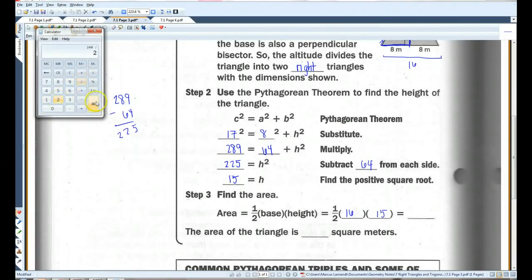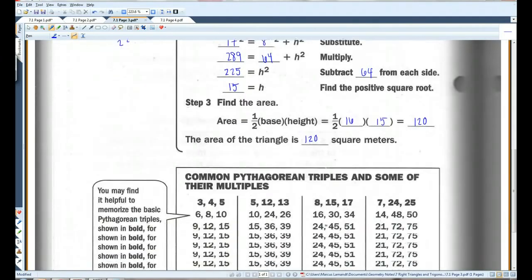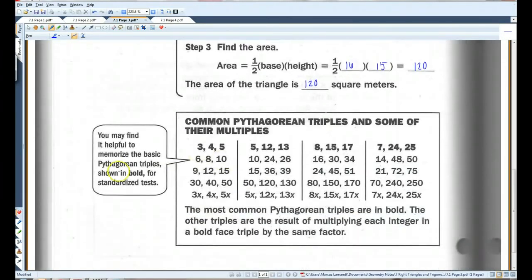240 divided by 2, 120. I divided by 2 because I'm taking half of whatever this is. So, we've got 120 square meters. That's the area.